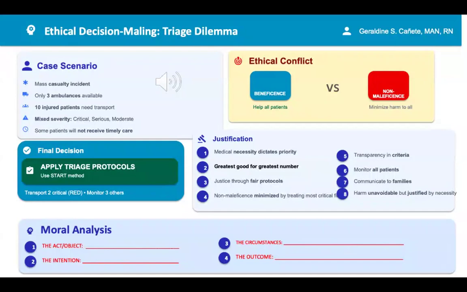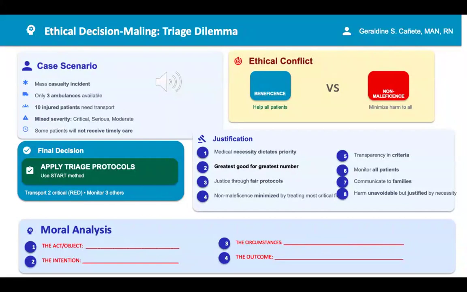From a non-maleficence perspective, we want to minimize harm to all patients. But we know that some patients will inevitably experience harm due to the lack of resources. Some may not receive timely care, and some may even die. How do we justify causing harm to some patients in order to save others?